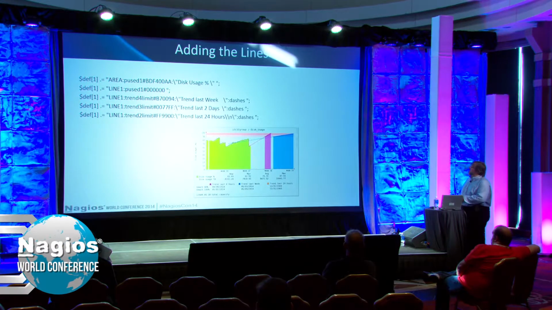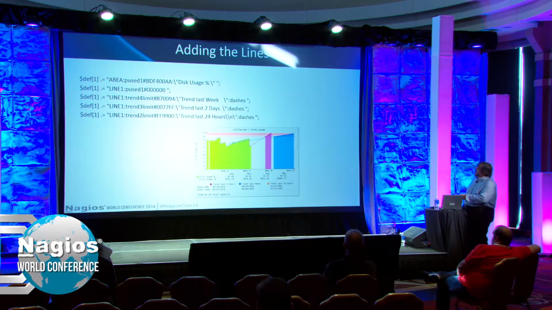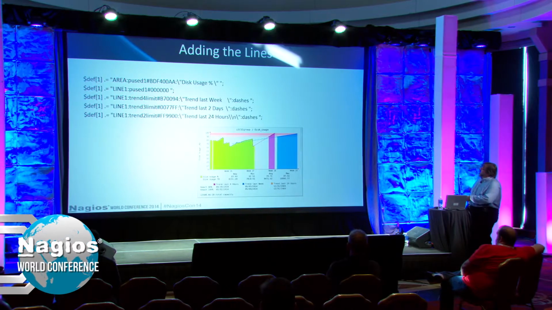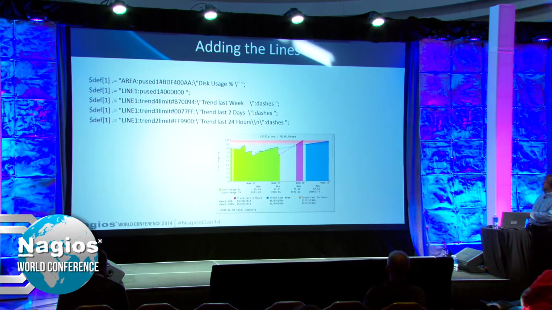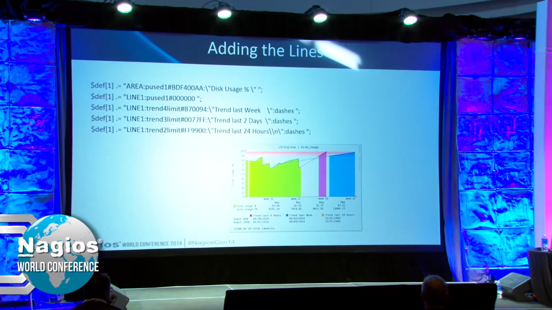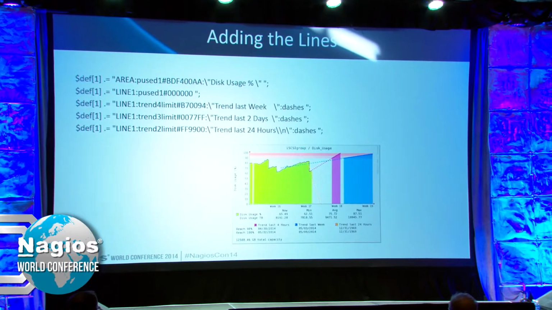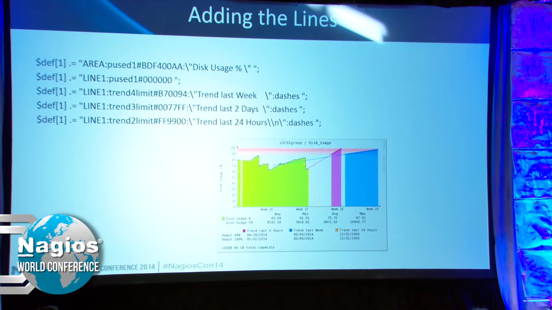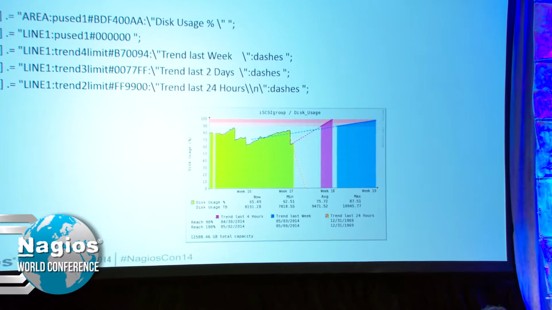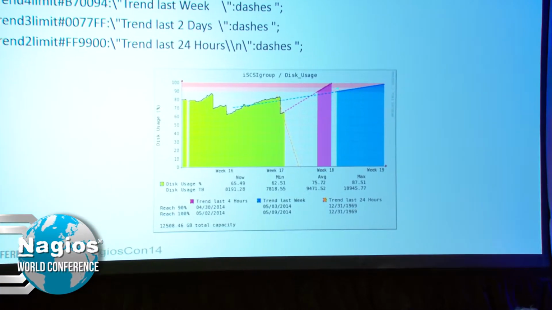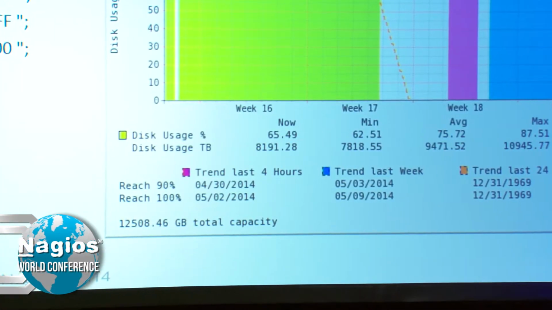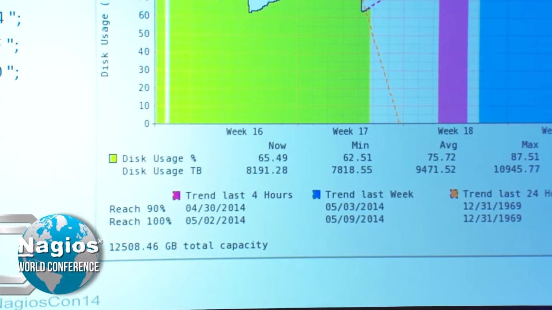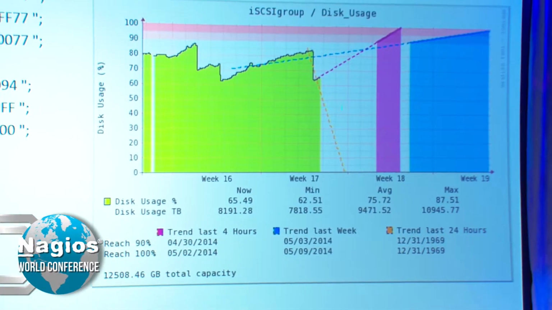So now we need to add some lines. So we got an area here that shows the disk usage and a nice black line on the top of it. That's what line 1 and 2 does. Line 1 here is the trend last week, actually trend last week would be this one, causes this line. And also then we turn around and we put the danger lines in.